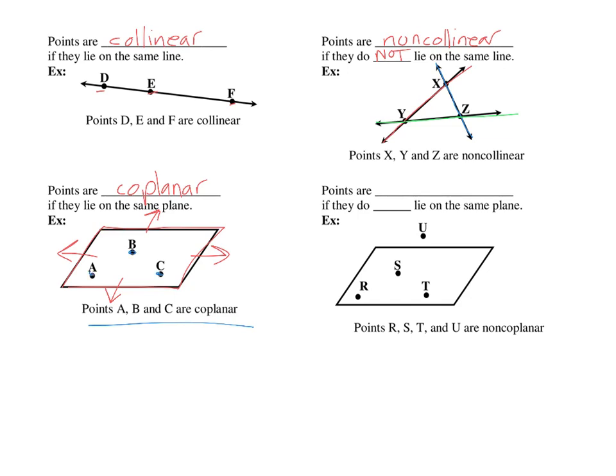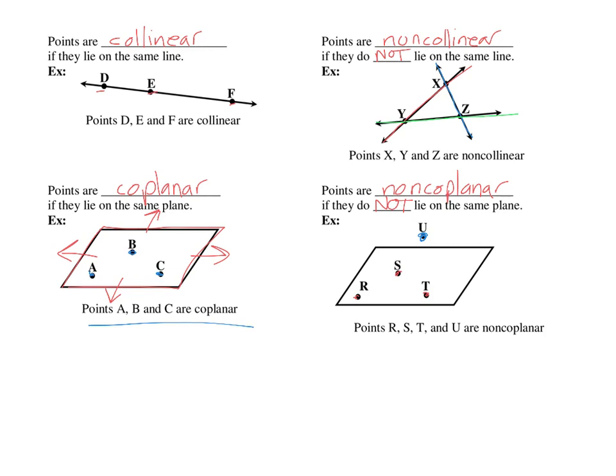All right, then we have non-coplanar. All right, if they do not lie on the same plane. Alright, so here we have R, S, and T. They lie on the same plane, but U here is above the plane.